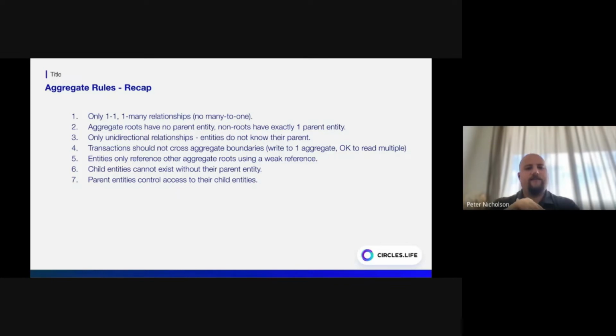Child entities cannot exist without their parent entity. That's a byproduct of this aggregate root and only unidirectional relationships. And lastly, parent entities control access to their child entities.